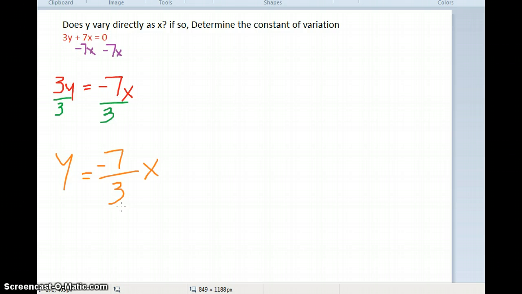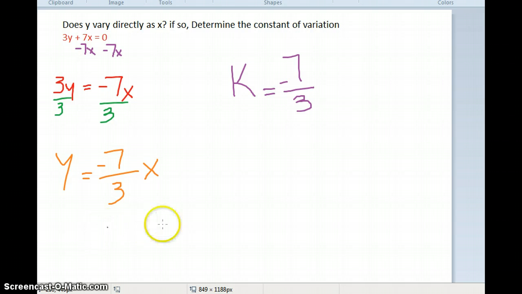Now, what I asked you to do is determine the constant of variation. The constant of variation, again, is just the slope. It's just another name for the slope. Because b is 0 and this is a direct variation equation, we normally use m for slope, but in that case, we'll use the letter k. So by using the letter k, we're indicating that the slope has another name, which is called the constant of variation, and it's negative 7 over 3.